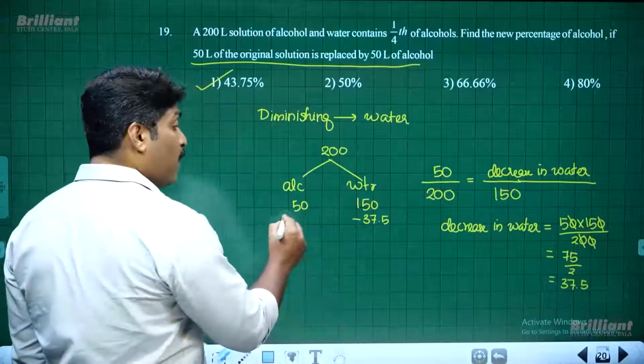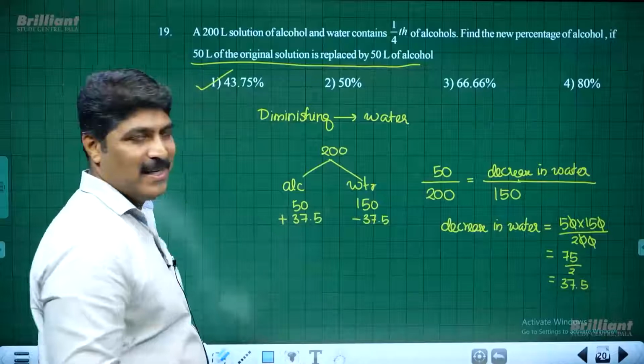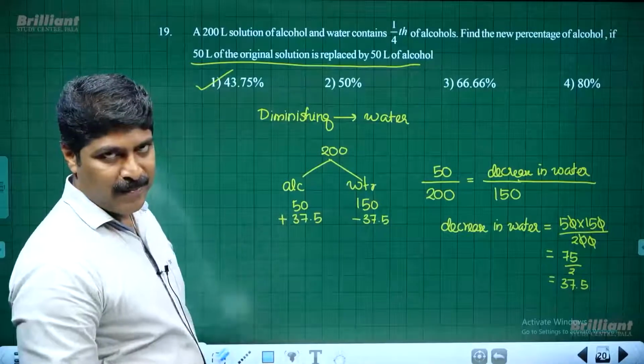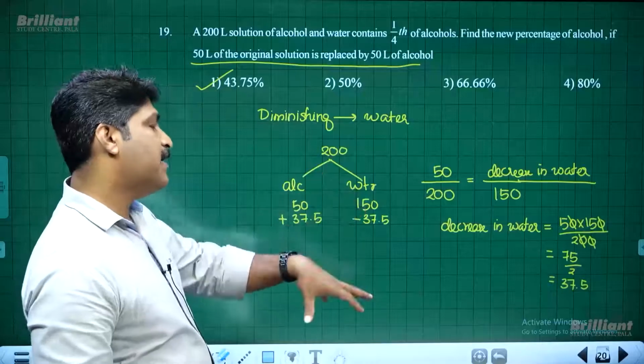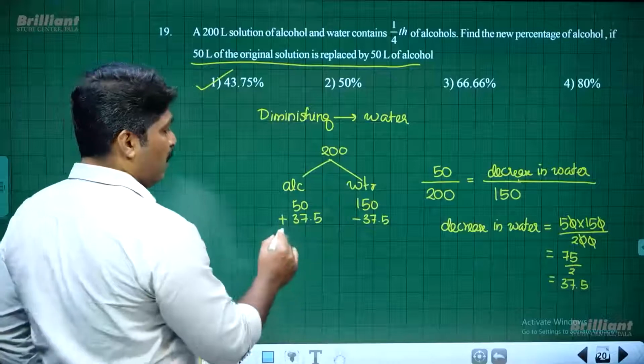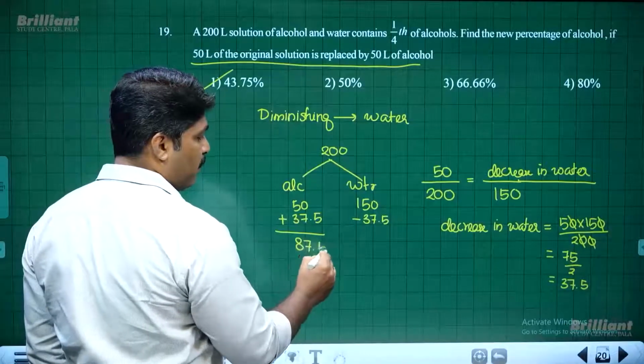The same value will be added to this quantity. Why? Because there is a replacement. Whatever quantity decreased here, the same quantity will be filled with alcohol. Therefore, the final quantity of alcohol is equal to 87.5.